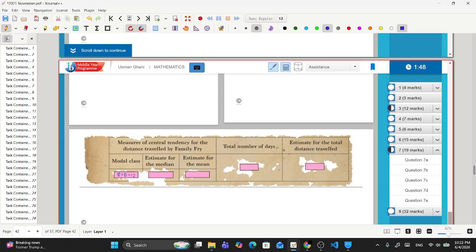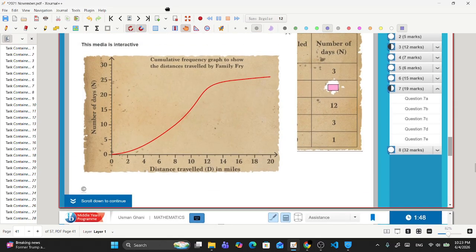Estimate for the median. You know that there are 20 of them, right? 20 is the total distance that the family has traveled, and the total number of days they have traveled is, not even 30, in fact. I can extend a line directly from here. I don't know why I am not trying this. It's 26, which means all of these numbers should be equivalent to 26 as well, right?